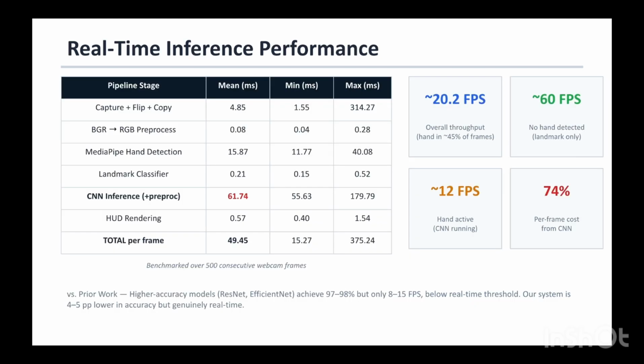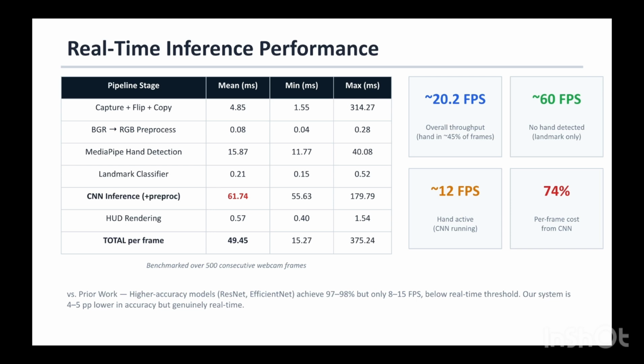We benchmark every pipeline stage over 500 consecutive live frames using high precision timers. Frame capture and color conversion takes 4.85 milliseconds. MediaPipe hand detection takes 15.87 milliseconds, the second largest cost, running every frame. The landmark classifier takes 0.21 milliseconds, effectively free. CNN inference takes 61.74 milliseconds, the primary bottleneck, accounting for 74% of frame cost when a hand is active. Total average is 49.45 milliseconds per frame, about 20.2 FPS.